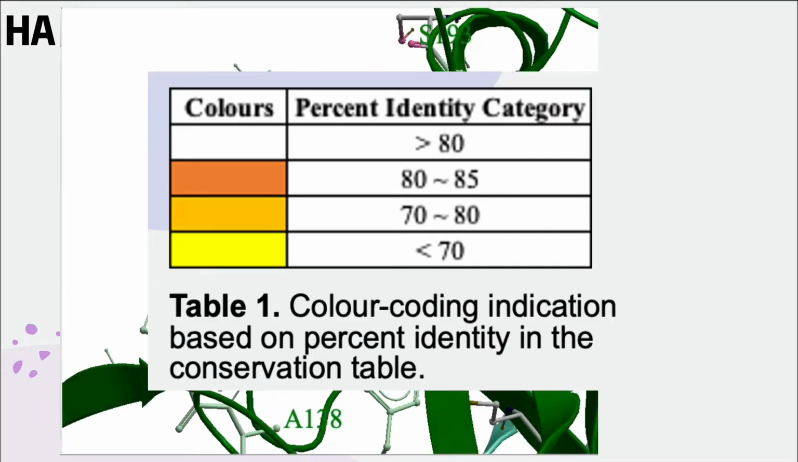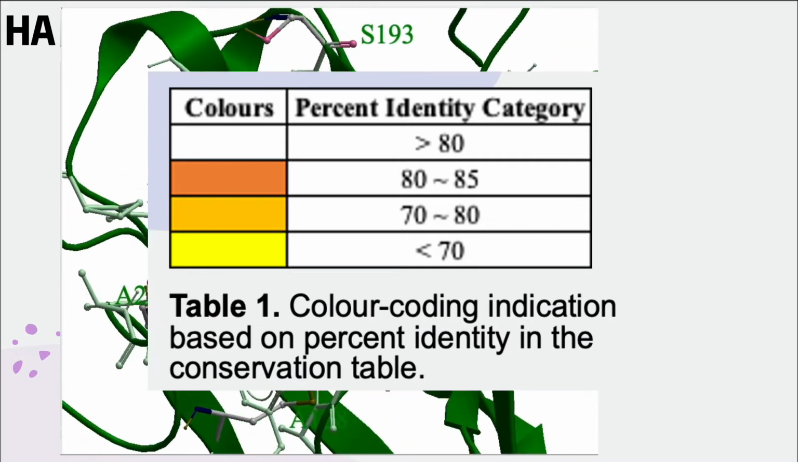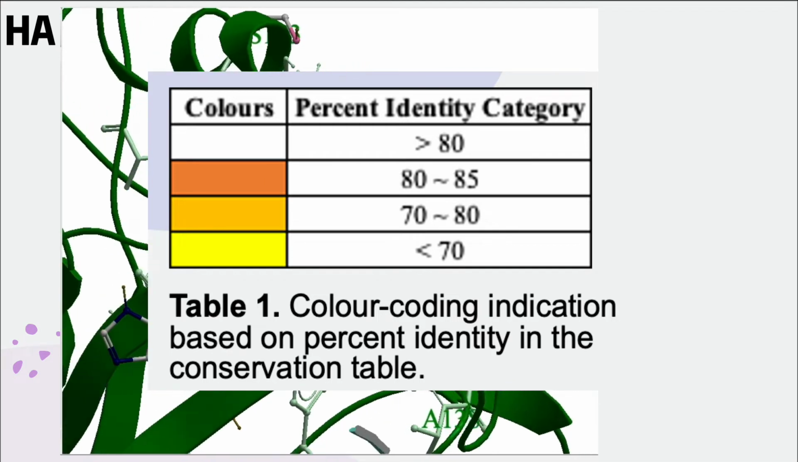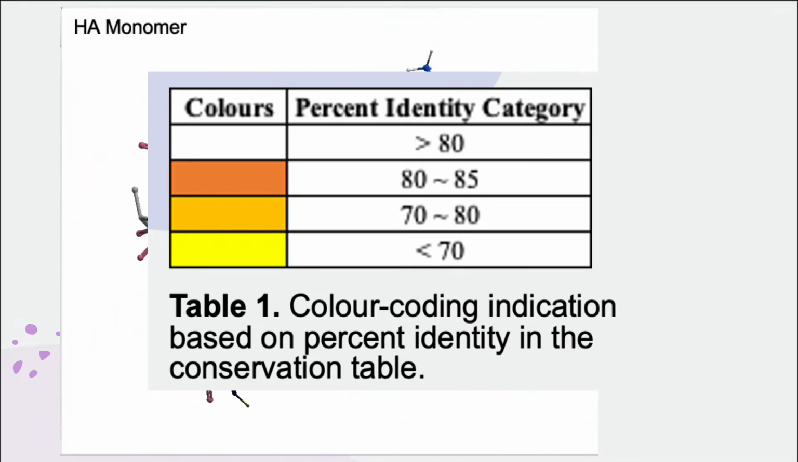Table 1 shows the color coding indication based on both percent identity in the conservation table and residues in the structure shown in the 3D graphic. Specifically, light yellow represents the percent identity of residues that are smaller than 70. Light and heavy orange represent the categories 70 to 80% and 80 to 85% identity, respectively. The blank represents residues with percent identity that are higher than 85.